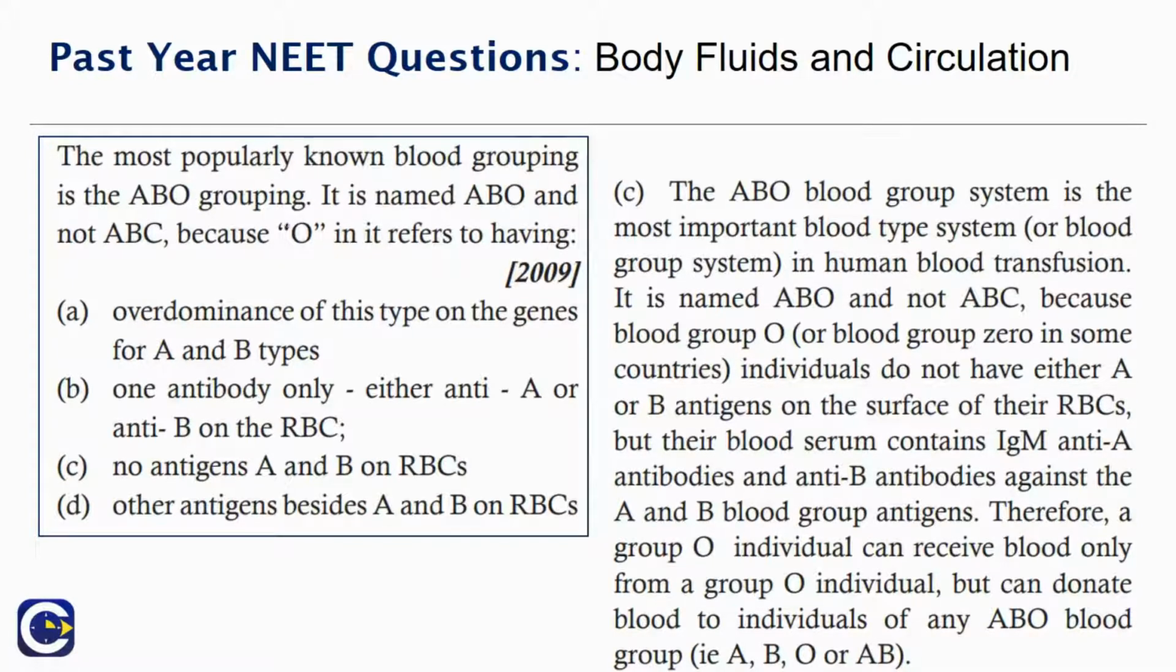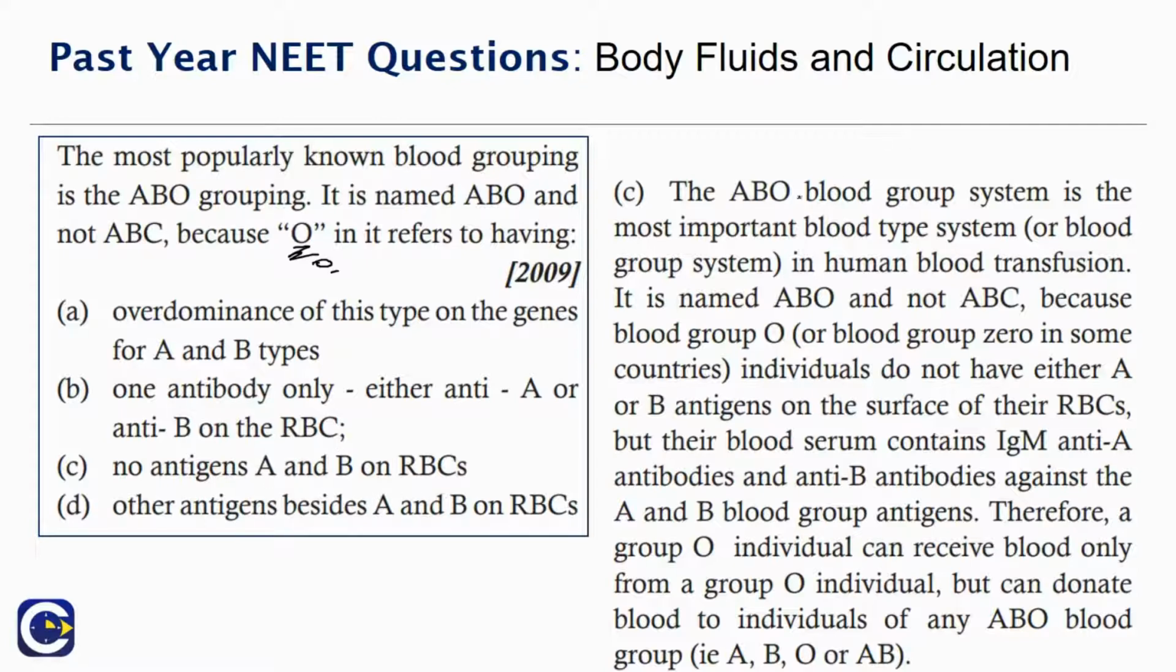It is named ABO and not ABC because O refers to O or 0. So, for easy remembrance, we'll say 0. Then we'll understand why. Over dominance of this type of genes for A and B types. One antibody only, either anti-A or anti-B on RBC. No antigens A and B on RBC. Other antigens beside A, B on RBC.